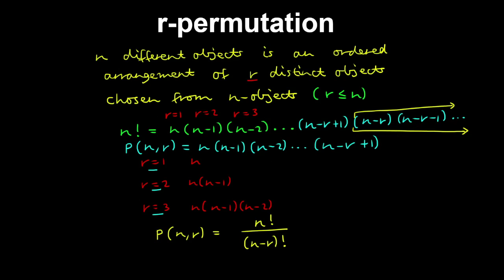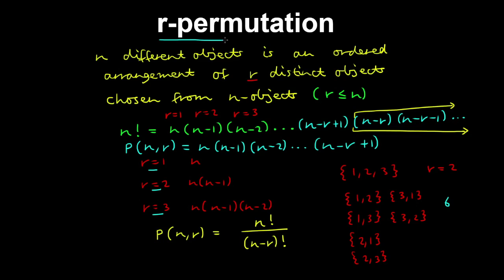So for example, if we have three different objects in a set, so suppose we have 1, 2, and 3, and we want the number of permutations of two distinct objects chosen from this set. So that would be 1, 2, 1, 3, 2, 1, 2, 3, and 3, 1, 3, 2. So therefore we expect 6 r-permutations, where r is two distinct objects chosen from these three objects.